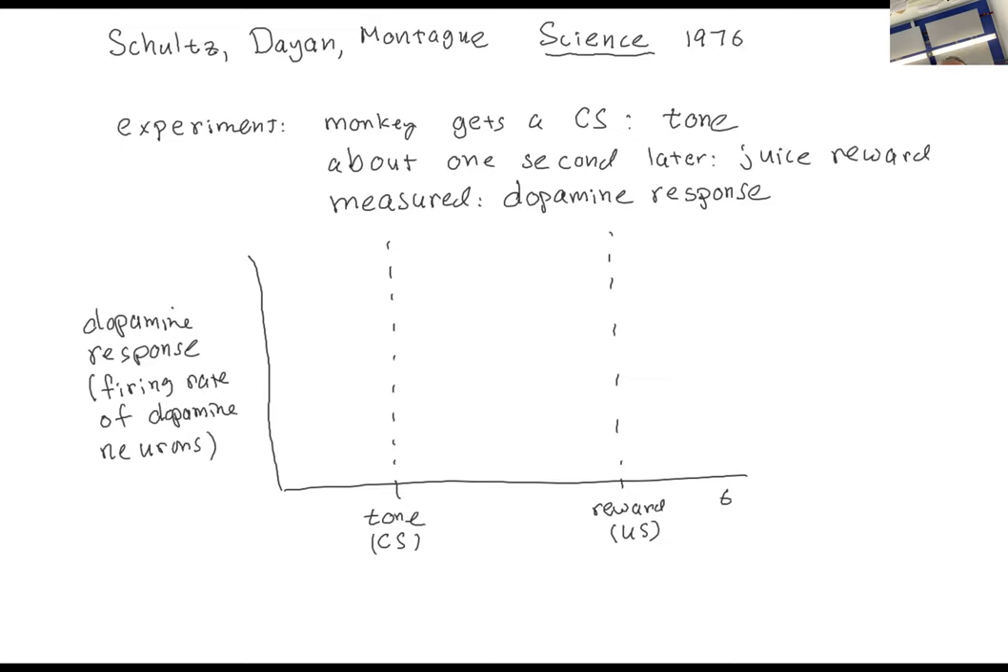And what they found is, initially, in early trials, the animal had no idea what the tone meant, so the dopamine firing rate was maybe a few hertz, going along. And then when they got the reward, they got a shot of dopamine. That's been known for a long time, even before 1976. So this was trial one.